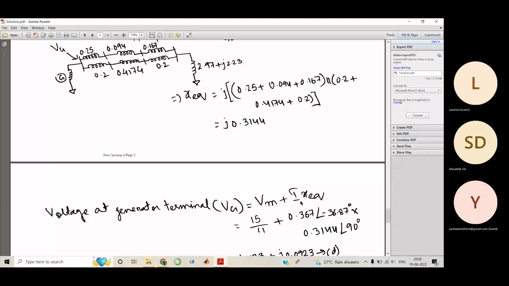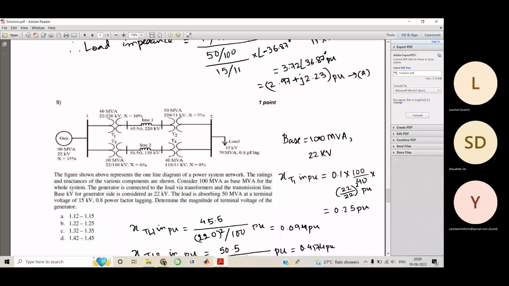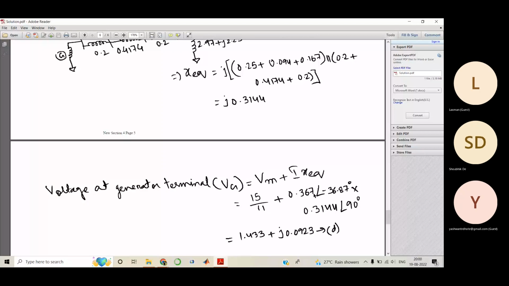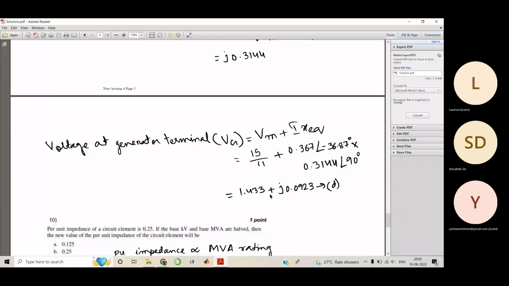So I, if you simplify this term, comes out to be 0.367 at an angle of minus 36.87. So pretty simple, 15 by 11 into this current into this value, 0.3144 at an angle of 90 degrees. If you calculate this, it comes out to be 1.433 plus J 0.0923.